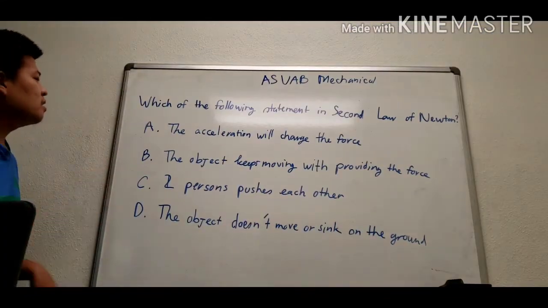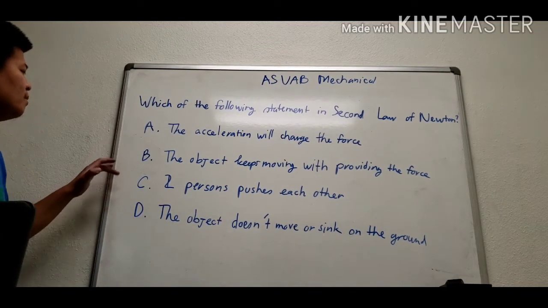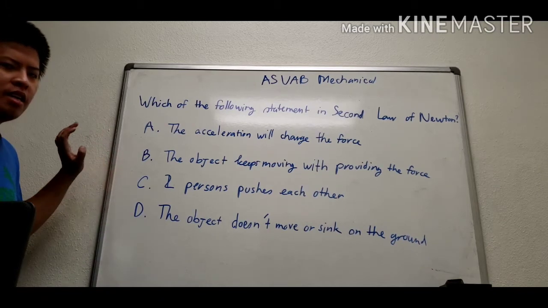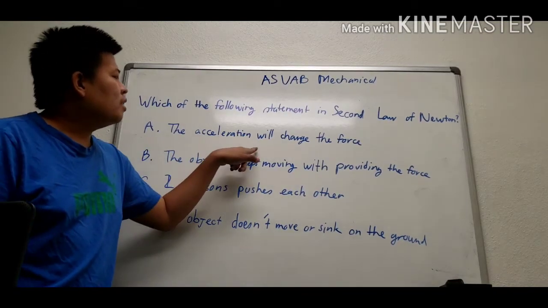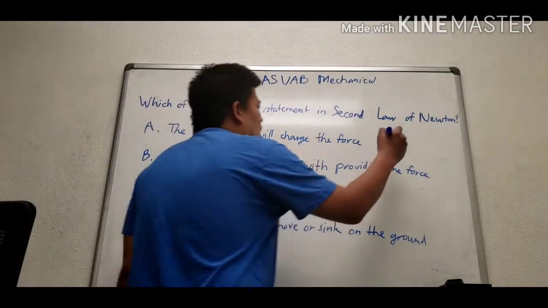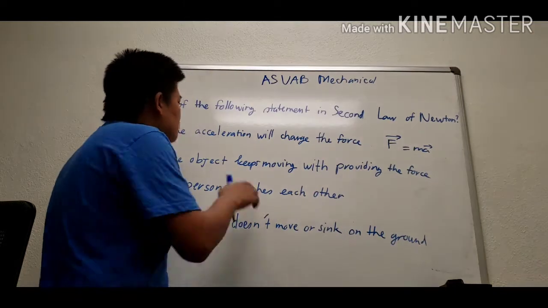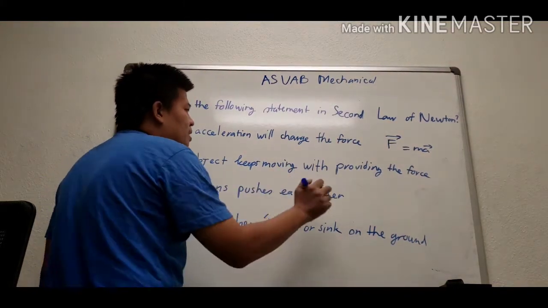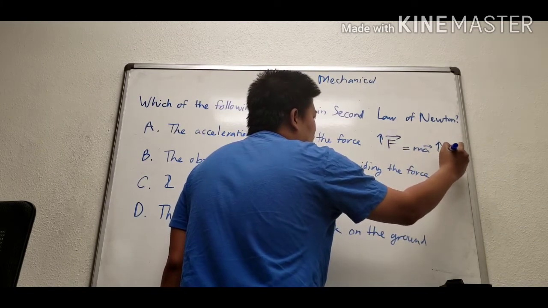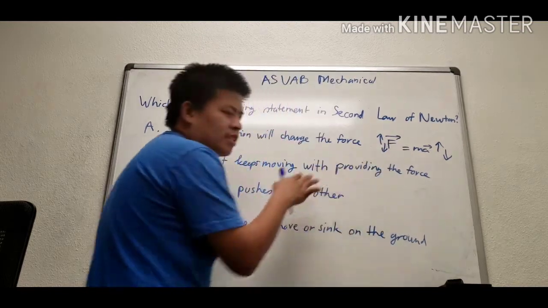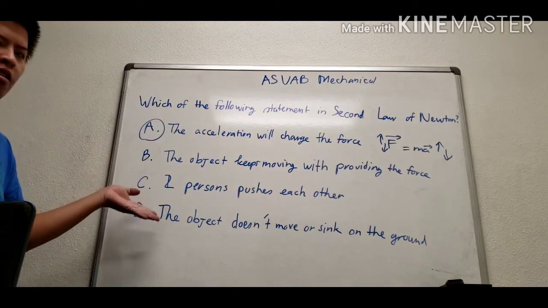I use this example from the real ASVAB. Which of the following statements is Newton's second law? We have A, B, C, D, and we need to analyze each answer choice so we can find the answer. The acceleration will change the force. We have F, and because the acceleration will change the force, it means that if the acceleration goes up, the force goes up. If the acceleration goes down, the force goes down. So this is about Newton's second law. That's it. But I want to analyze all the answer choices.